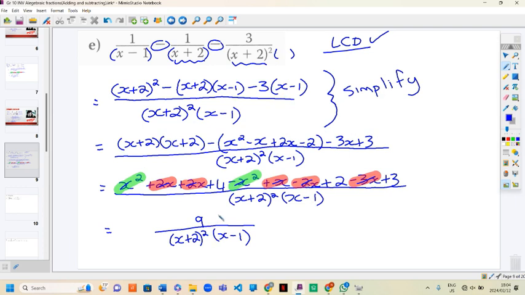Now, once I get to the end, remember in the previous example, I always said I need to check, is there anything there that I can factorize? Anything there that's a common factor? No, there's nothing there. It's just one term, and there's nothing I can cancel with the bottom. And that is the addition of algebraic fractions.